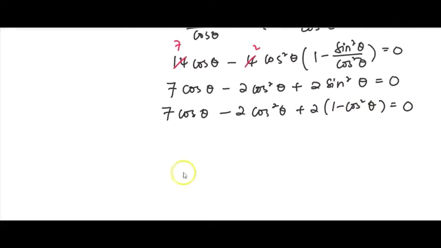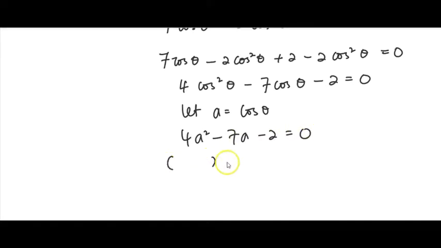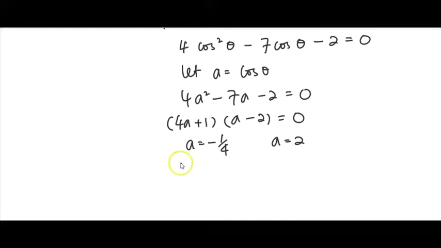And simplify it to arrange it in the quadratic form. This is the equation that I can get in quadratic form. And then I put a as cos theta. I got my equation become 4a squared minus 7a minus 2 equals to 0. Now we try to factorize it and solve it. So you have a equals to negative 1 over 4.